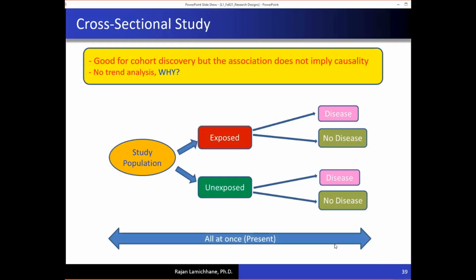And in cross sectional studies, you already have everything in hand. So you already have all the data, and you are not looking at any factors here. You are just looking at a certain value at one time point. That's all. And in cross sectional study, there is no trend analysis, or causality, or hypothesis testing, because it is just good for cohort discovery, how it looks like. It doesn't say anything about the trend or the relationship.